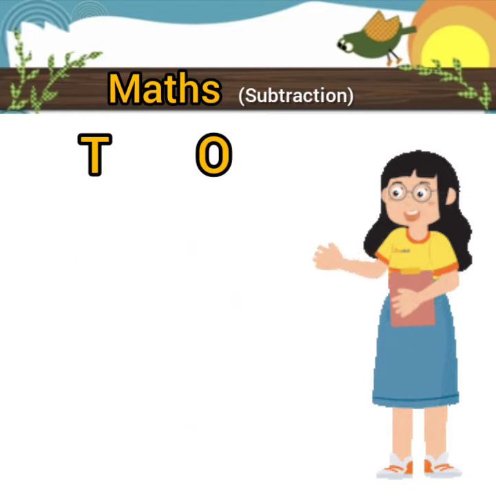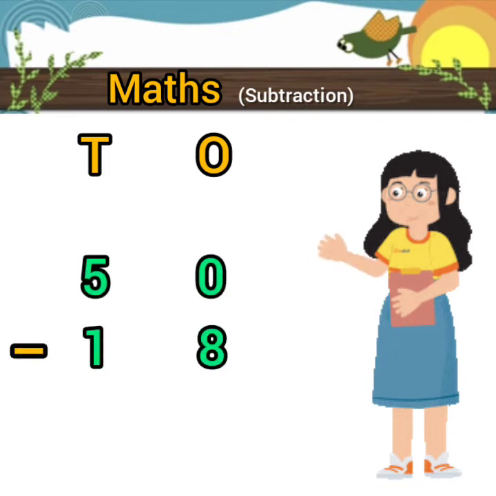Children, now let us do another sum. At first we will write the places of ones and tens. And we will subtract 18 from 50. So now, as we know that we have to take away the smaller number from the bigger number. But out here again on top I have 0 and 8. So is it possible to take away 8 from 0?